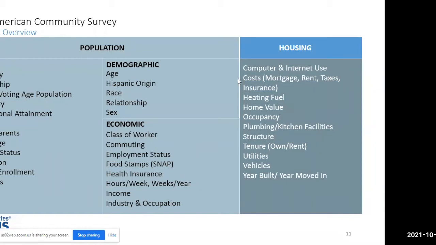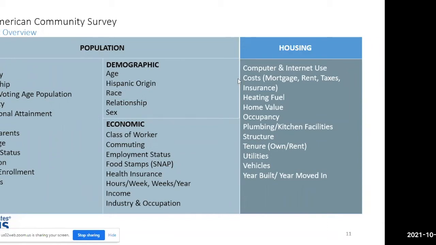For example, educational attainment. If you wanted to know what percentage of Baltimore residents have a bachelor's degree, you can get that from the American Community Survey. Or if you wanted to know what percentage of the residents in Howard County speak Spanish in the home, you can get that from the American Community Survey. And all of those categories that you see on the left side under the social data that's collected.